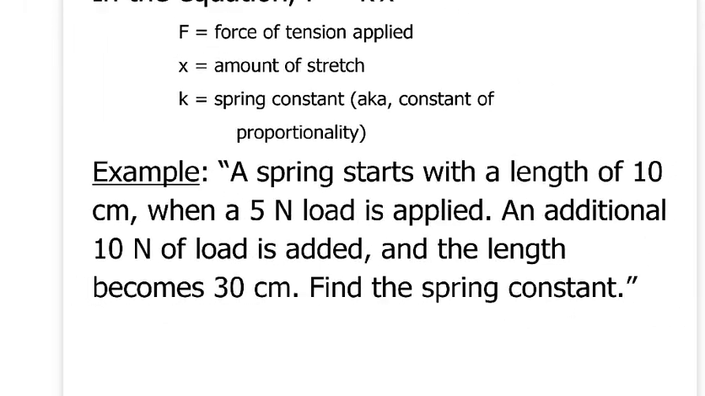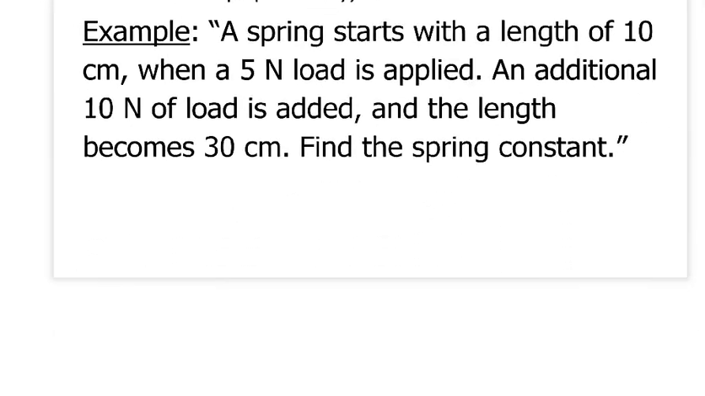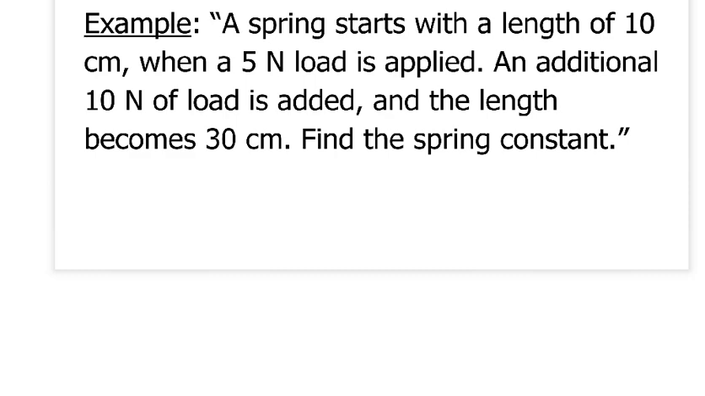So let's say a spring starts with a length of 10 centimeters when a 5 Newton load is applied. So the length of the spring is 10 centimeters, and it already has a 5 Newton load on it. So this is our starting conditions. Then we say that an additional 10 newtons of load is added to the spring, and the length becomes 30 centimeters. So then we want to find the spring constant.